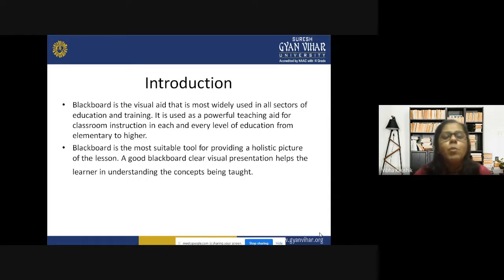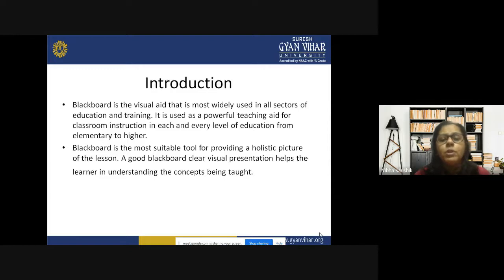Now, introduction. Blackboard is a visual aid, meaning it is an aid which can be seen, that is most widely used in all sectors of education and training. It is the most important thing, without which we cannot imagine education and training going on. It is used as a powerful teaching aid for classroom instruction at every level of education, whether elementary or higher education.